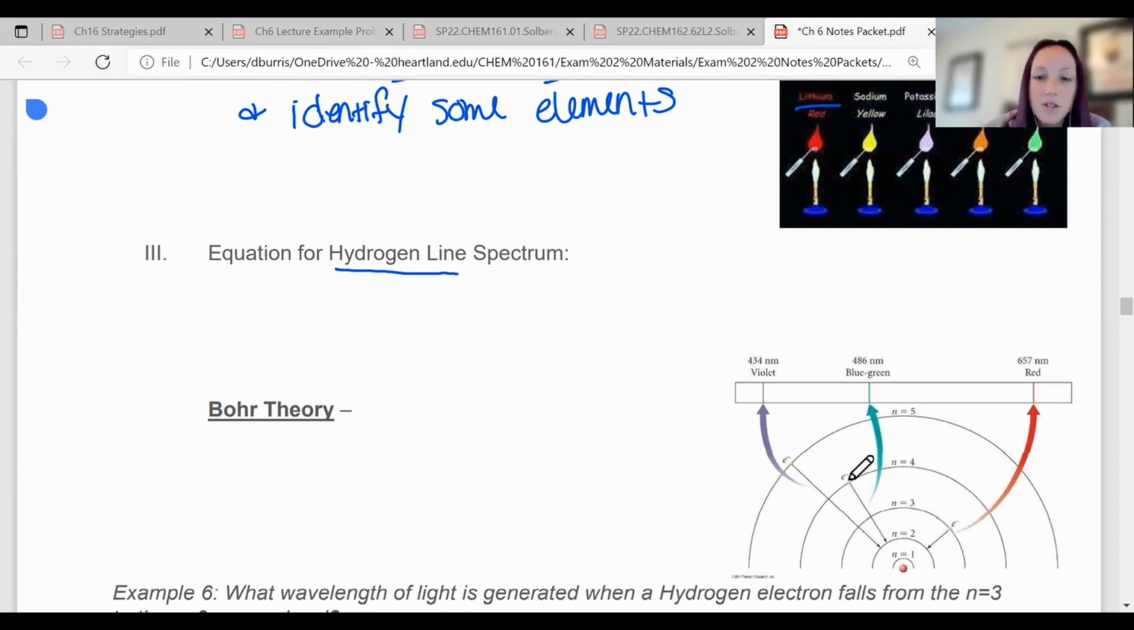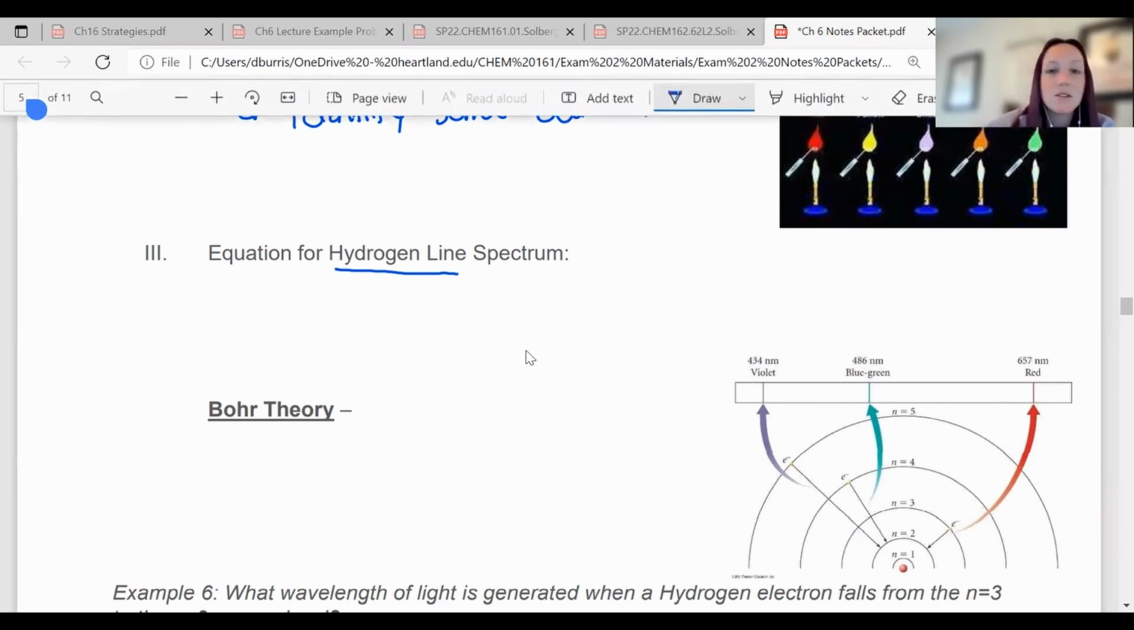When you have an electron that goes into the fourth energy level and it falls back down to the second energy level, it gives off green light. Or if an electron goes to the fifth energy level and falls back down to the second energy level, we give off a purple light. So hydrogen actually has a way to calculate this.